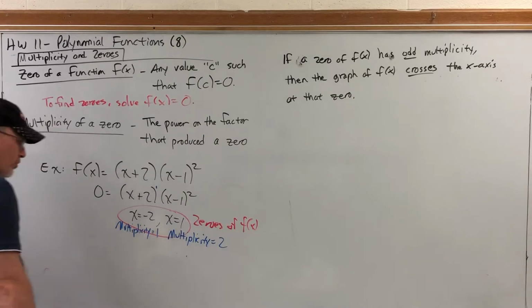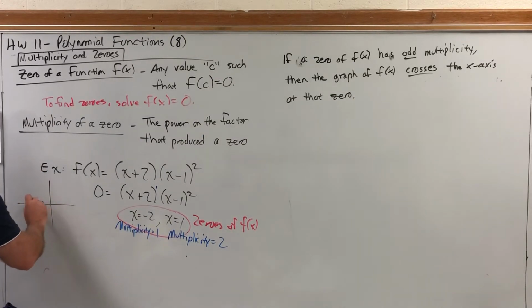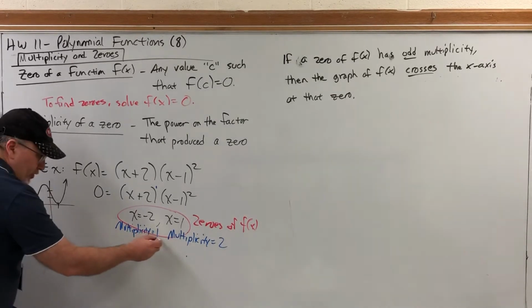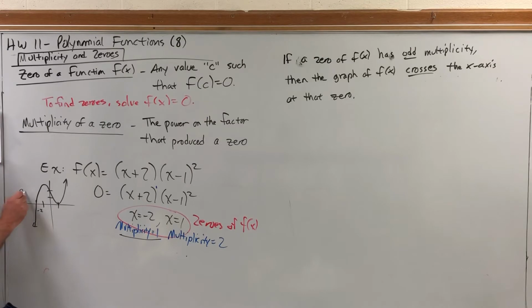So for example, when we had sketched this graph previously, I'm going to resketch it real quick. I remember what it looked like. When we had sketched this graph previously, at negative 2, the multiplicity was odd, which means it was destined to cross at negative 2.